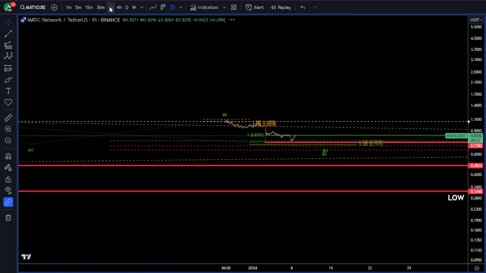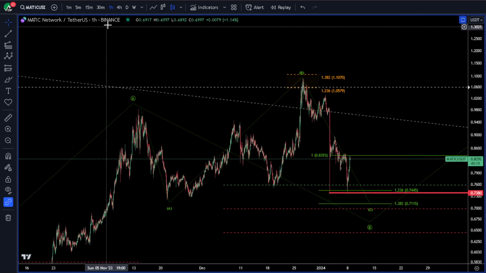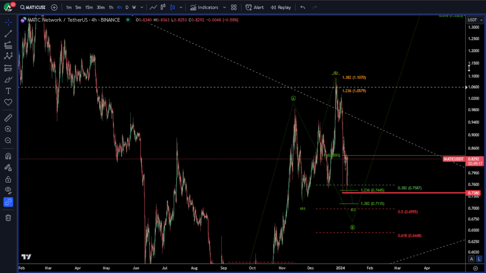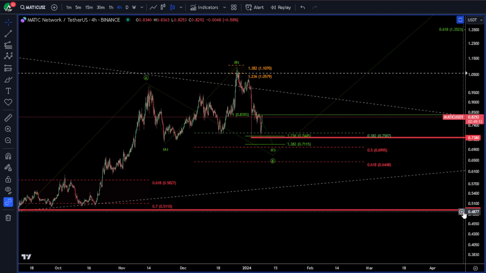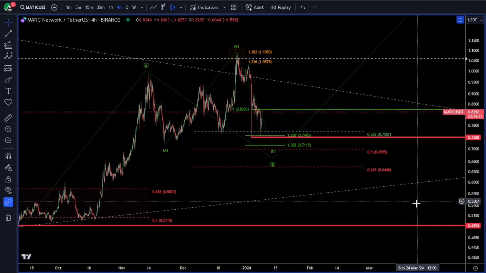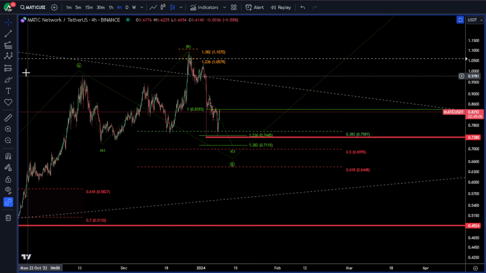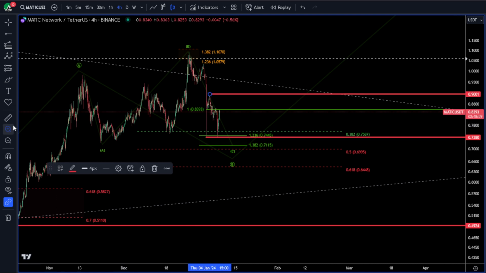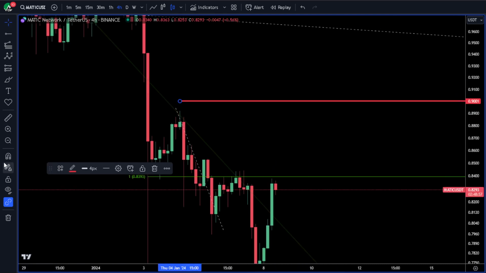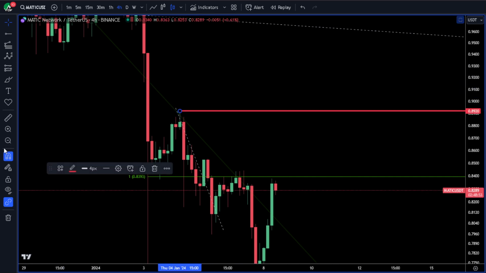We're going down to the hourly, the 4 hour. We have a couple different scenarios here in play, and I believe we need one more move to the downside here on MATIC. Areas I would be interested in changing my count would be above this previous pivot here. According to Binance, that's 89.2 cents.